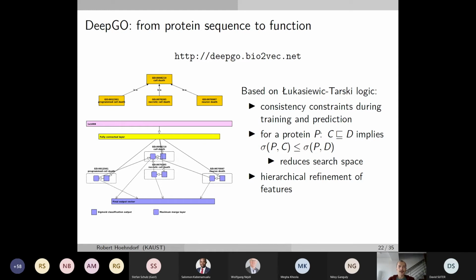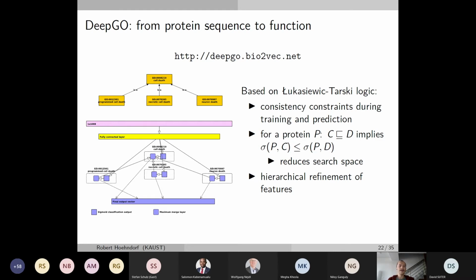So essentially, we will have a small layer for each class in GO. This is a small layer consisting of a fully connected layer plus a particular function which takes the maximum of all its subclasses. But essentially, it is a way in which we implement a constraint coming from this Lukasiewicz-Tarski logic, derived from subclass relations. We can also do this for some existential quantifications in the Gene Ontology.